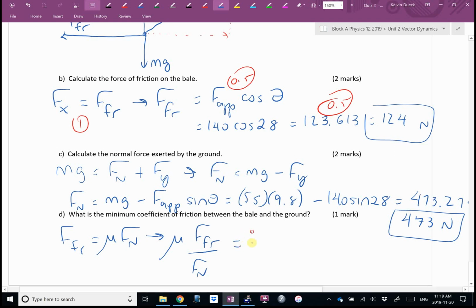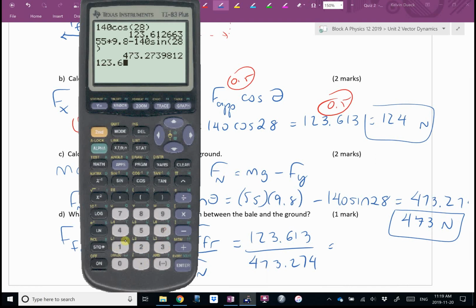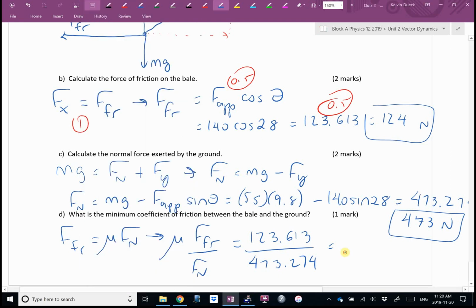It's going to be 123.613 divided by 473.274. 123.613 divided by, okay, I'm going to use my answer button for the normal force since I have that sitting there. And I got a mu of 0.261. Is that correct? People nodding? Units? None.